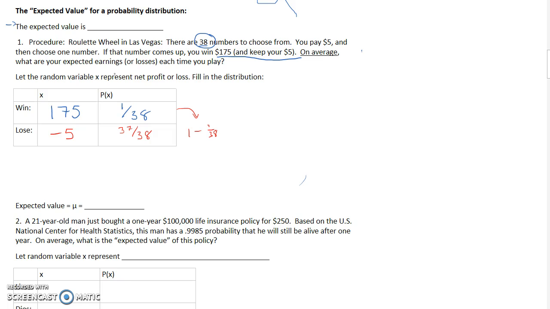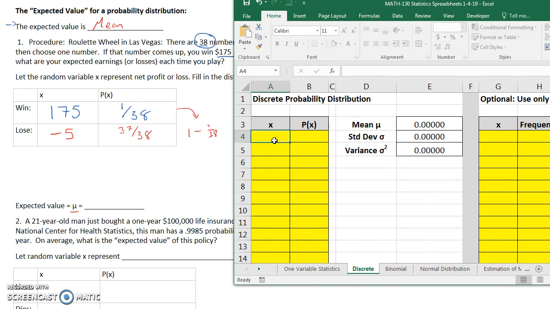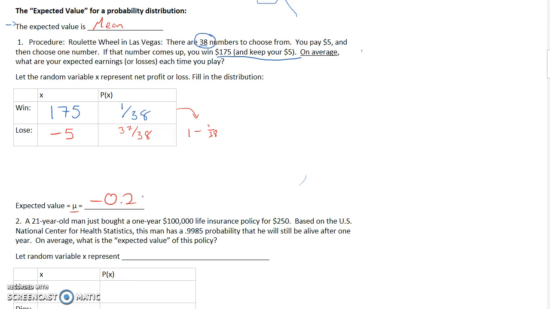So now, what is the expected value? You can see right here it tells us the expected value is the mean of the probability distribution. So I'm going to use Microsoft Excel for this. We put in our x values of 175 and -5. And the probability of winning is 1 out of 38. And the probability that you don't win is 37 out of 38. The expected value here would be -0.26. I'm just going to round this to -0.26. So on average, we can expect to lose.